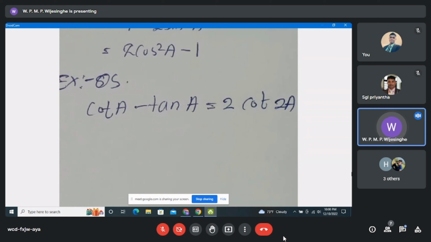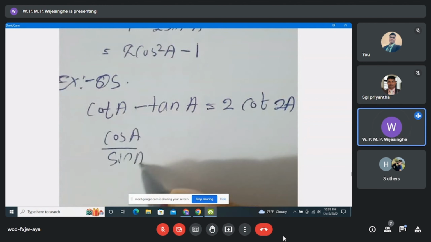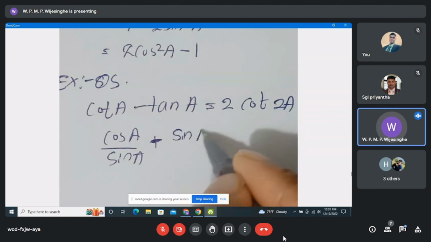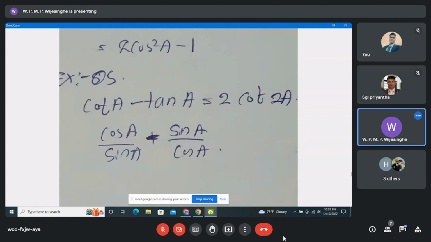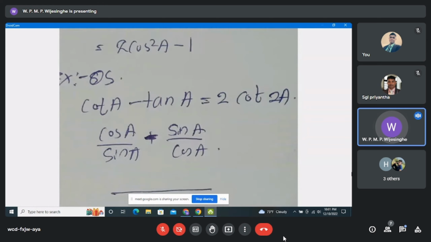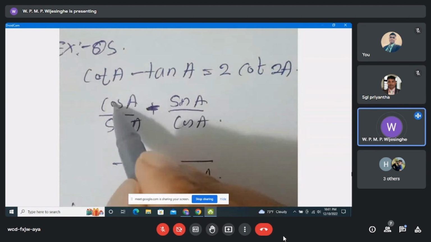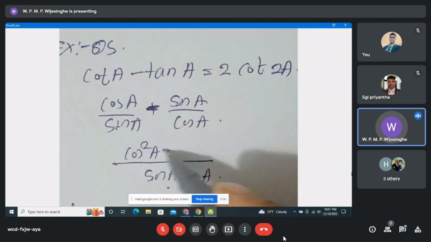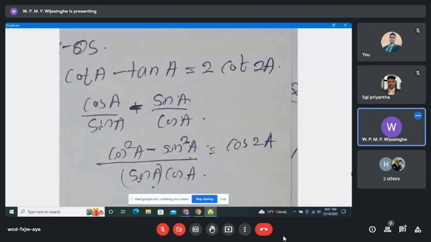Okay, we are most familiar with sin and cos angles, so I write these two terms by using sin and cos, right? Cot A I can write as cos A over sin A, and minus tan A I can write as sin A over cos A, right? Then I take the common denominator sin A cos A. Sin A cos A divided by sin A, then cos A remains, multiplied by cos A, it is cos square A. It is negative here. Then sin A cos A divided by cos A, then sin A remains, multiplied by sin A, it is sin square A. You can see that here cos square A minus sin square A means cos 2A, right?